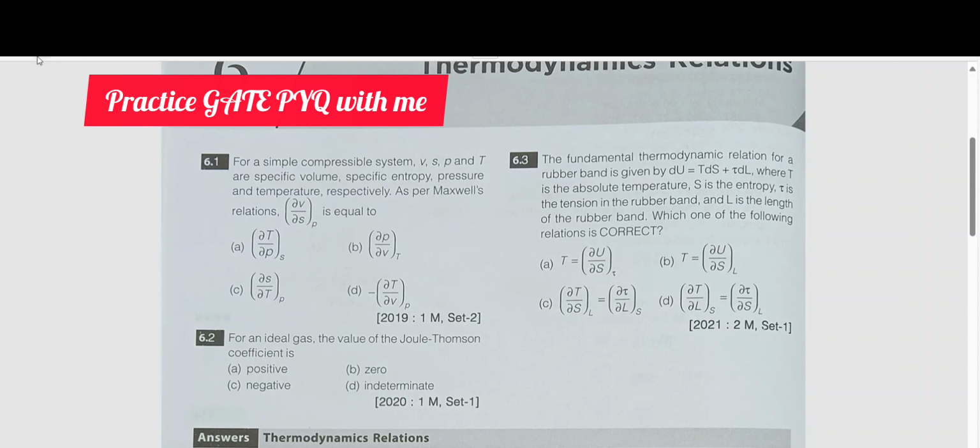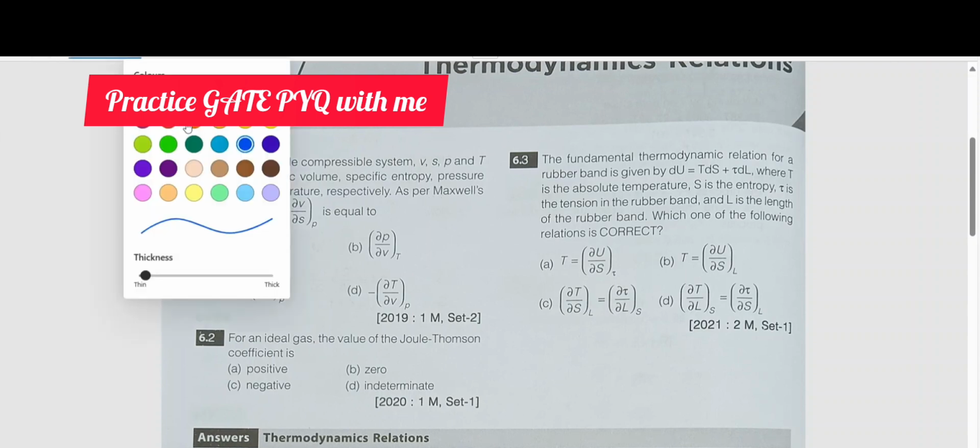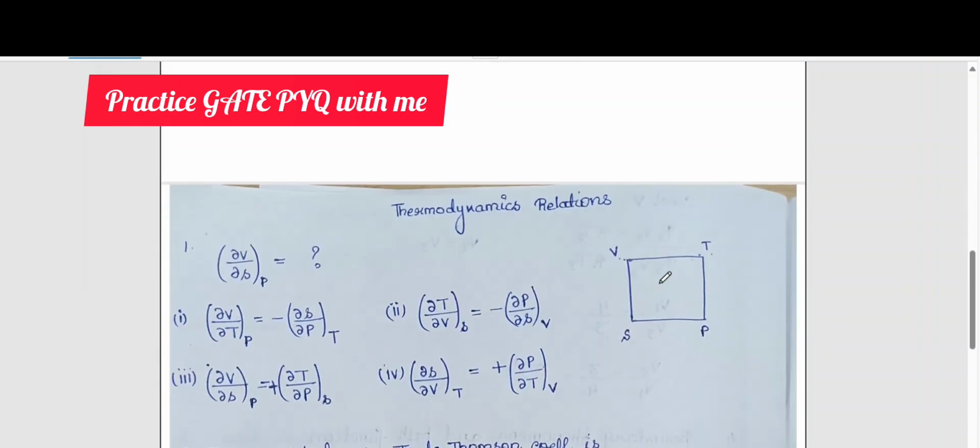So first, how to write the Maxwell equations? There is a simple rule. You can just generate them on your own: write S, P, T, V and like V by T. This sign means negative, here more negative. So del V by del T at constant pressure is equal to minus del S by del P at constant temperature.